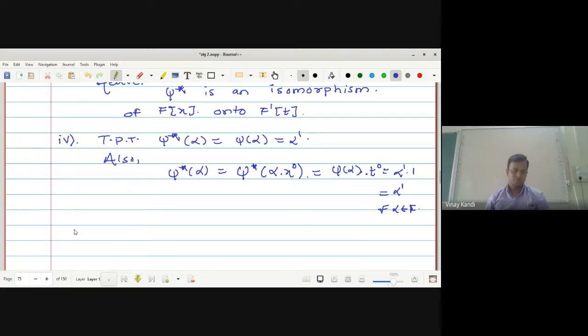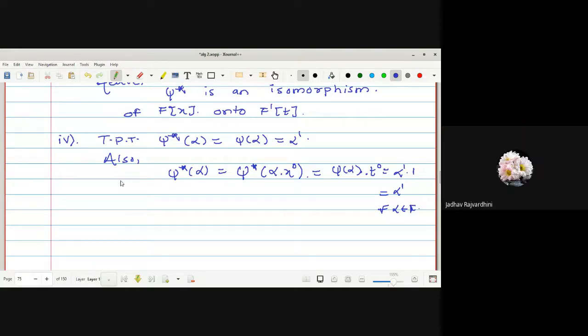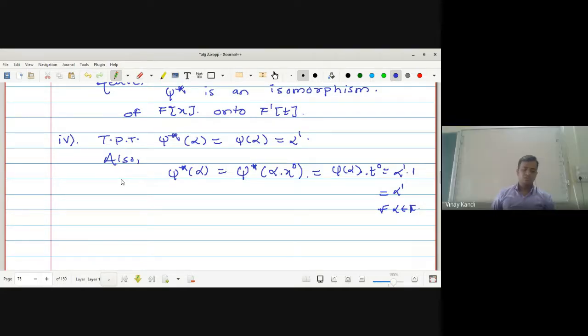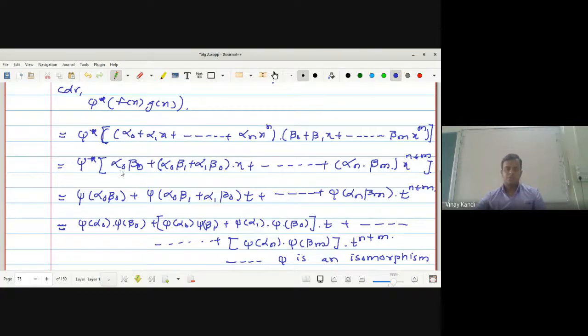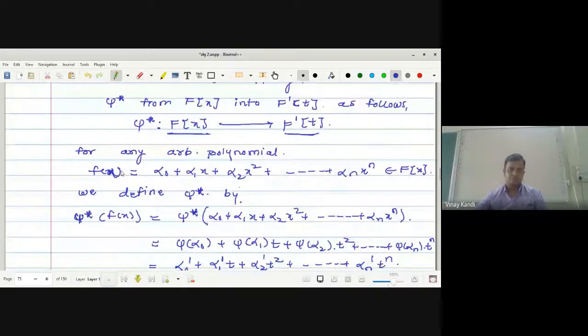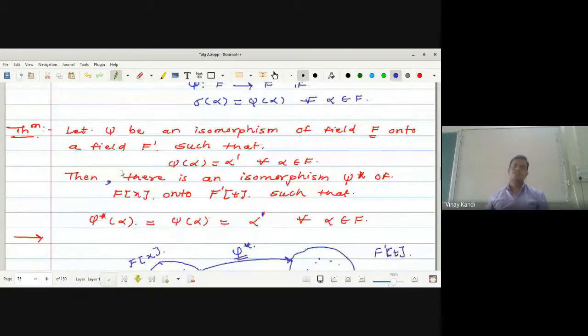Any doubt up to here? No, sir. Okay, so this is the proof of the theorem. So what we proved here? Let psi be an isomorphism of the field F onto F dash. Then there is a continuation of the isomorphism of F of x onto F dash of t, such that psi star is equal to psi for all alpha belongs to F.